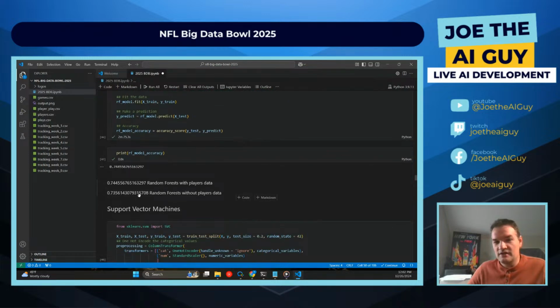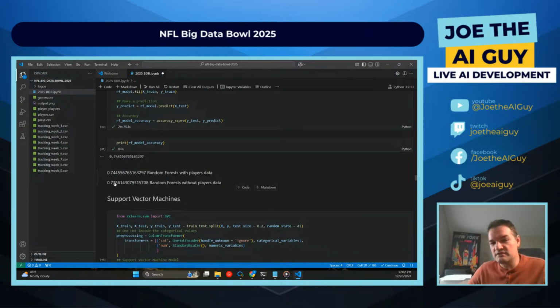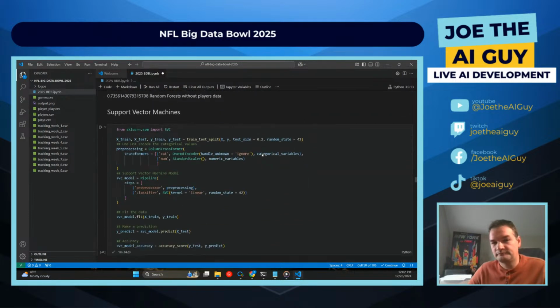And what you see here is that this is a scenario where actually knowing who the players are helps the model. You'll get about 74.4% accuracy once we know the players and all that same context information. And not having the players here is 73.5%. So this is a scenario where adding the players added more information to the model.